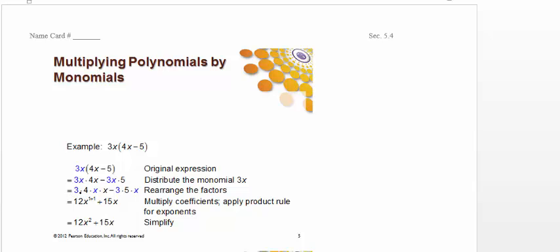I multiply the coefficients 3 times 4 to get 12. x times x is x^(1+1). Here I multiply negative 3 times 5 to get negative 15. And then there's simply an x that's a factor of this term. So the result is 12x^2 minus 15x.